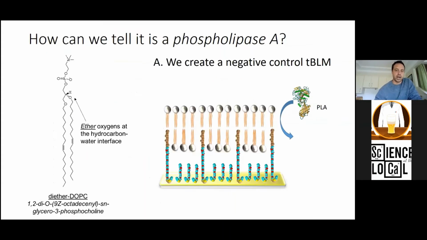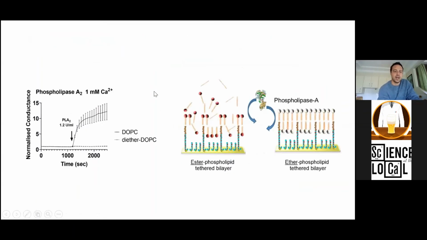We can also create membranes that have ether oxygens, no double bond oxygens, just these guys here. And phospholipase A then shouldn't work on these membranes if we have these lipids. So we've had these ether lipids instead of ester lipids. Phospholipase A shouldn't work. And that's exactly what we see. So when we have ester lipids, ester phospholipids with those double bond oxygens, phospholipase A is happy to upset the membrane. And you can see that here.